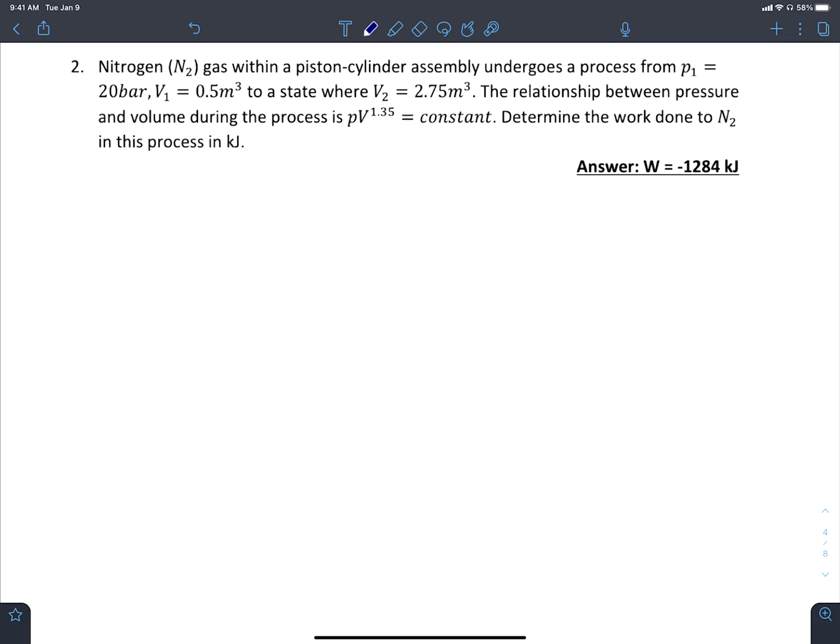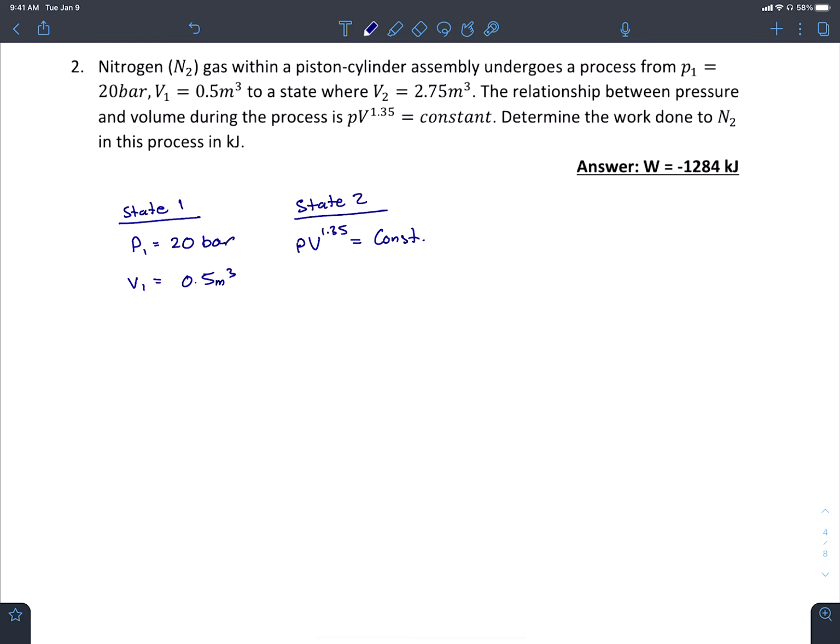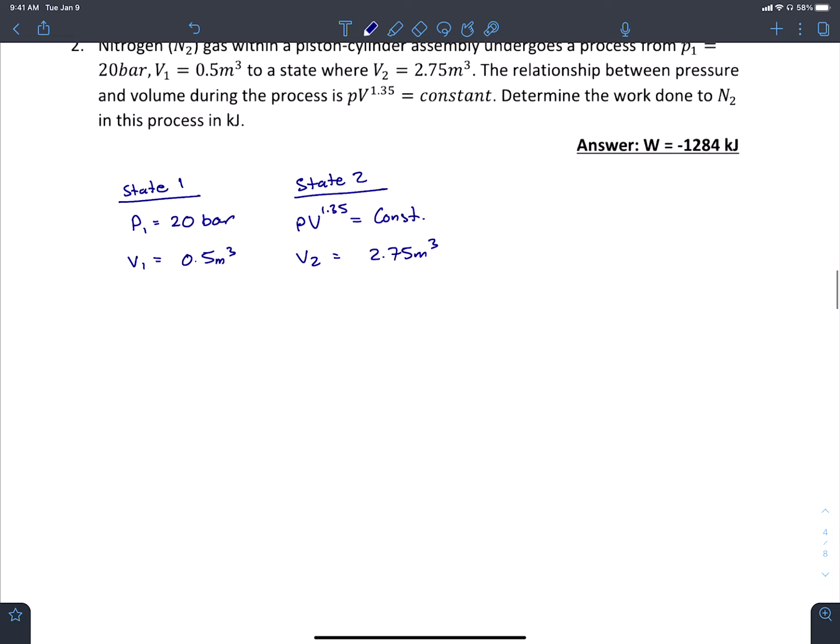Okay, so I'm just going to start. Just as before, we're going to define all the givens. State 1, P1 equals 20 bar. V1 equals 0.5 meters cubed. State 2. So we're given a relationship for P, which is PV to the 1.35 equals constant. And then we're given that V2 equals 2.75 meters cubed.